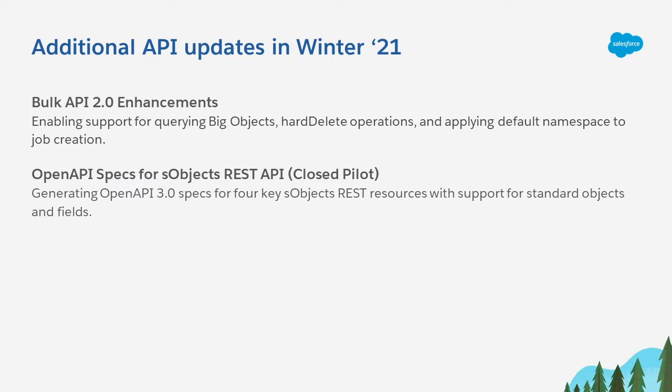We're also piloting an initial Open API specification that describes how 4 of our most key SObjects REST resources behave. How do you pilot an API spec, you might be wondering? We'll let your account team know if you'd like to find out.